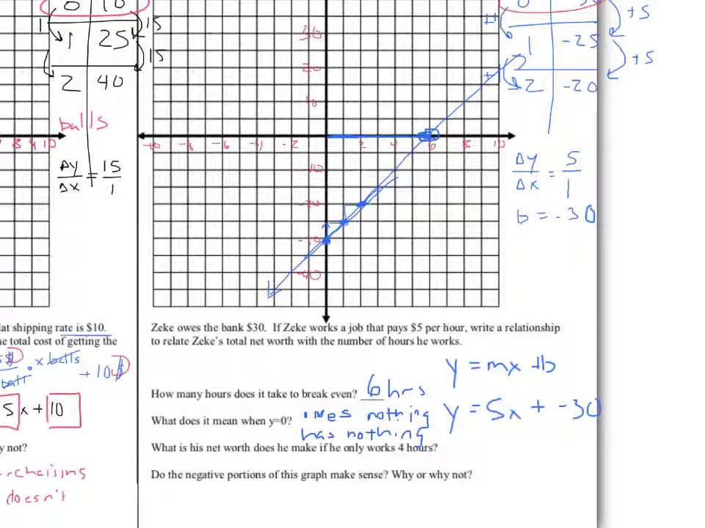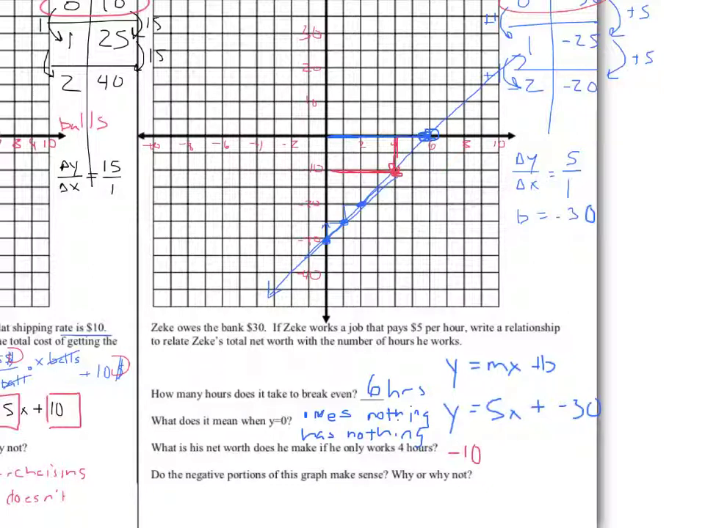What is his net worth if he only works 4 hours? So we could plug that into our problem. We can look for that value on our t-chart, or we can come down from here where we have 4 hours and see where it intersects our line. Looking at where it intersects the line, when he works 4 hours, what is his net worth? Dahlia? Negative 10.